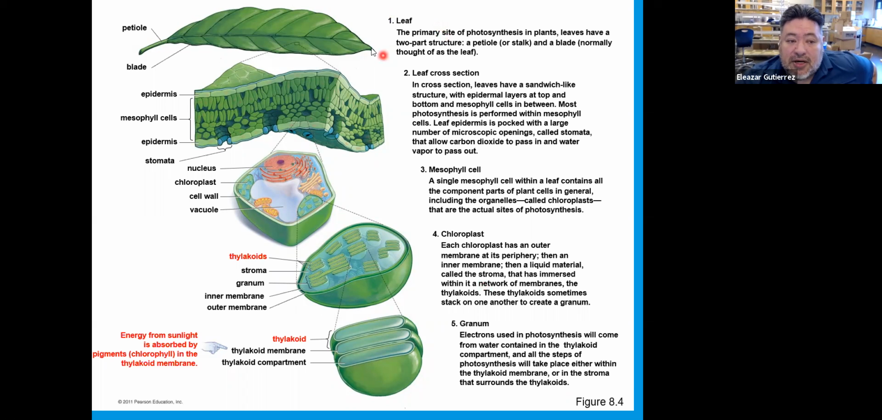Okay, so here's the leaf blade or petiole. We cut it with a blade, and we end up with what's called a leaf cross section. And then we take one of those cells out of there. This photosynthetic cell is called a mesophyll cell.